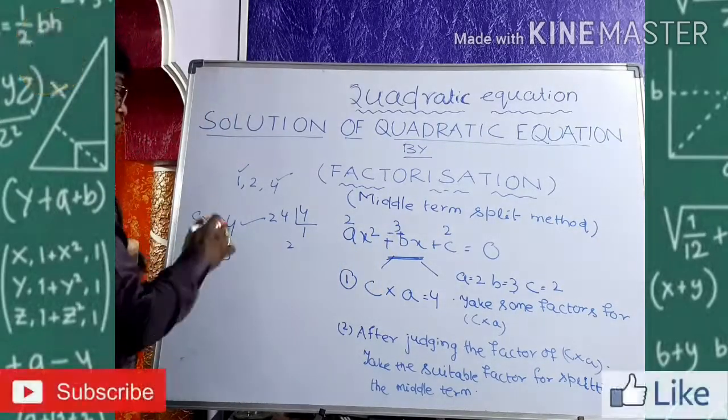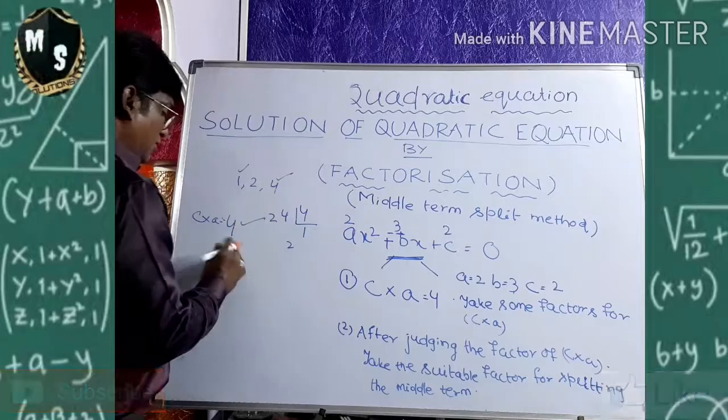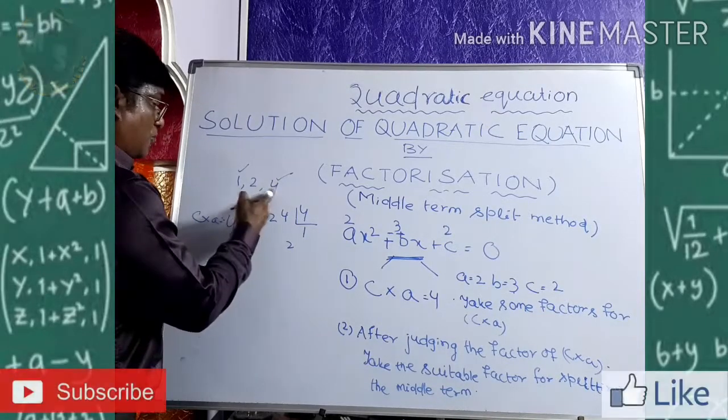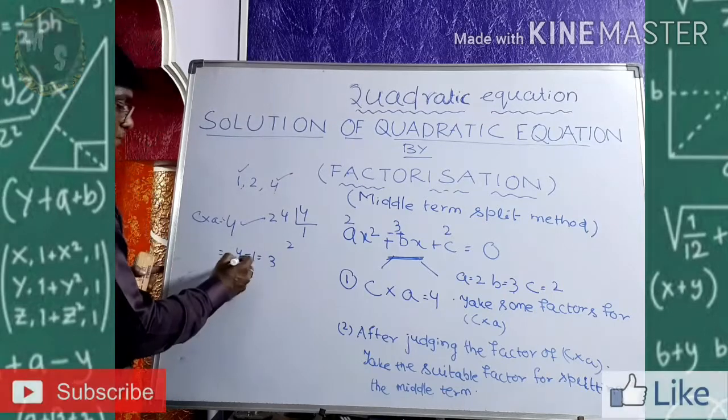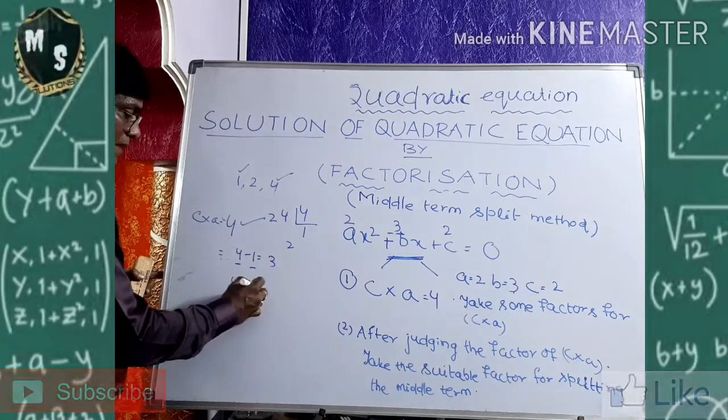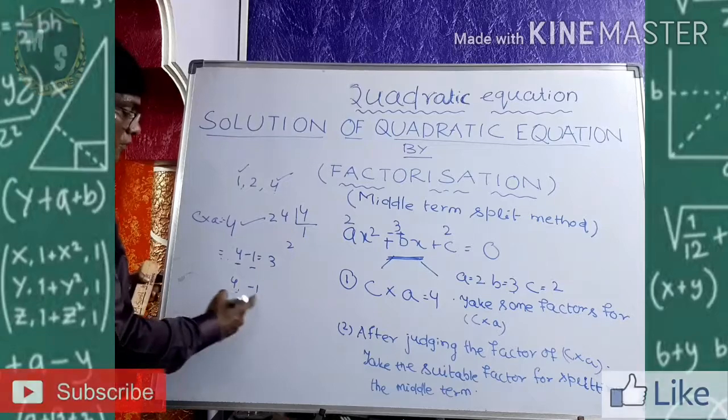So what will the factors be? Now my factors are 4 and 1. So when I do 4 minus 1, 3 is coming. So what did the factor become? The factor became 4 minus 1.